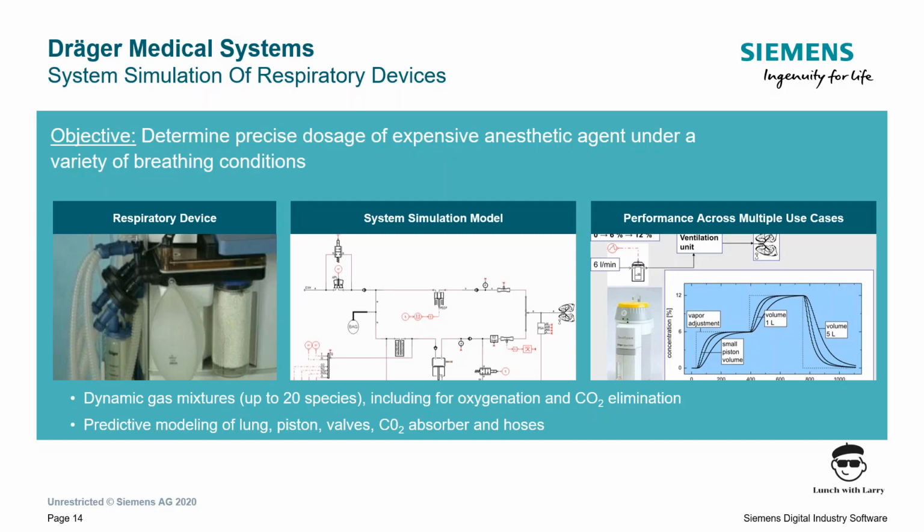Dräger Medical is a German manufacturer of medical equipment, such as breathing and anesthesia products. As they were looking at developing a new anesthesia machine, they turned to system simulation very early on in the product design to determine the precise dosage of anesthetic agent that would be required for a variety of ventilation and breathing support conditions. In this case, system simulation not only allowed them to size the different system components, such as the piston, hoses, heaters, and valves, but it also provided them the opportunity to test the control algorithms for the ventilation and the gas mixing before any prototype was built.